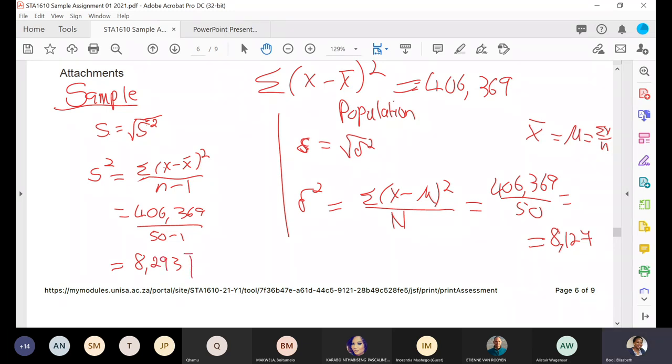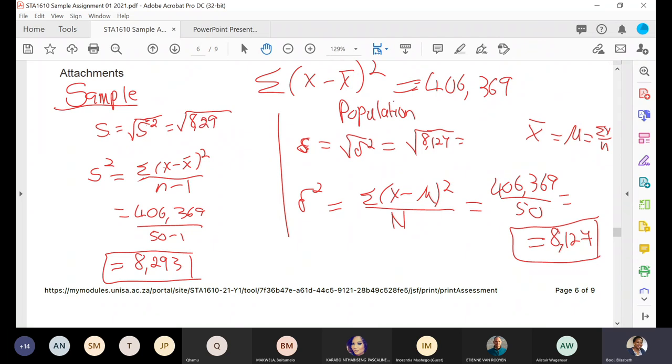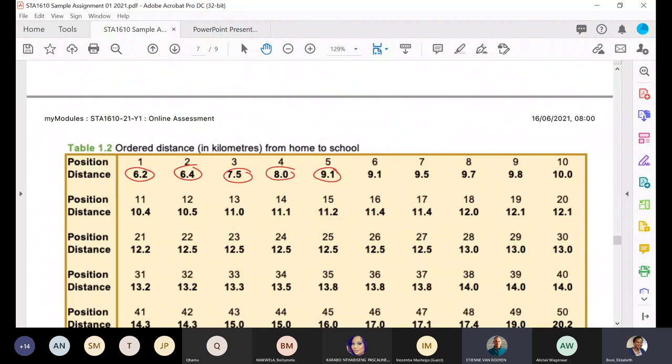8.293. Okay, so remember, this is the variance. In order to calculate the standard deviation, we're going to say the square root of 8.127. That should give us the standard deviation of the population. And here we're going to say the square root of 8.29. So the square root of 8.127 is 2.85. Okay, hold on to your answers just now.